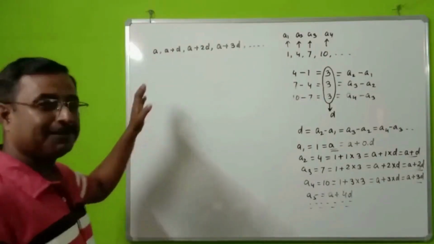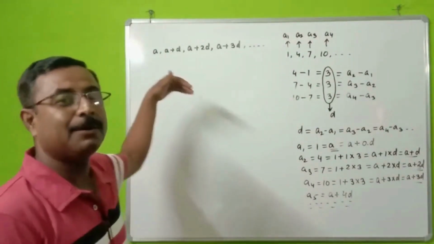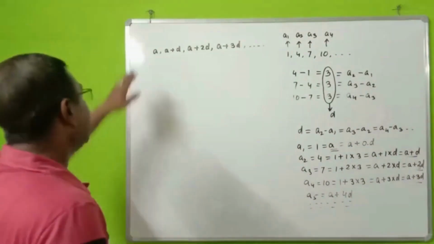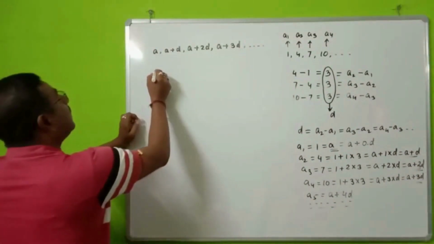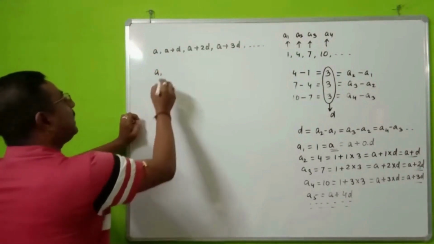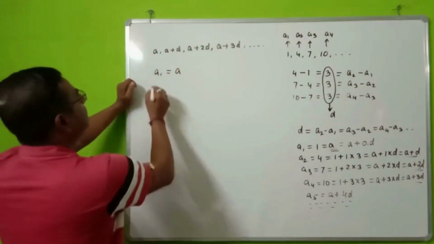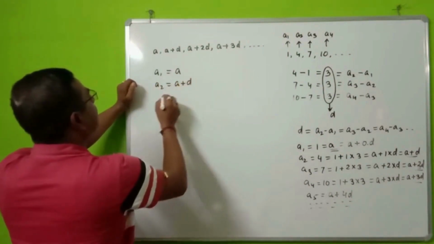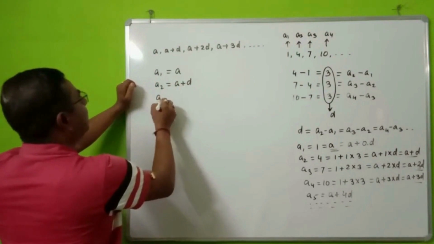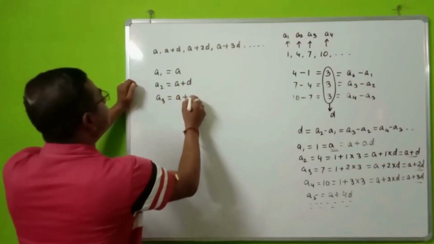Now see, you are finding some changes in the board. These changes are made only for saving time. Okay, now you see, this is the general form of the AP. The first term, that is a1, can be written as a. The second term is a2, which we have written as a plus d. The third term is a3, which we have written as a plus 2d.